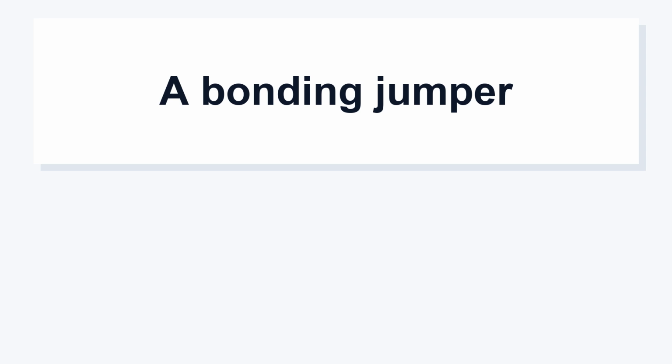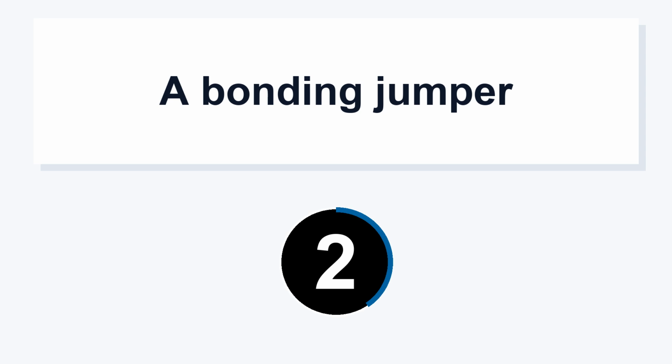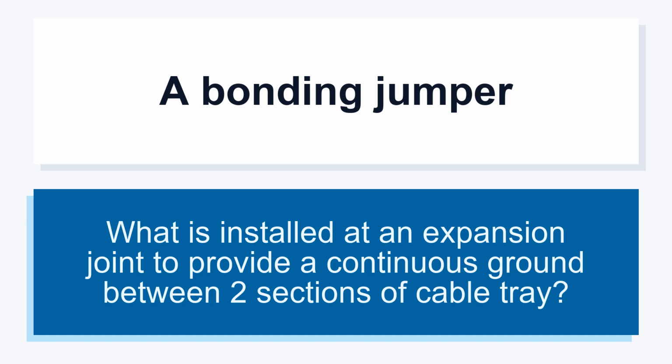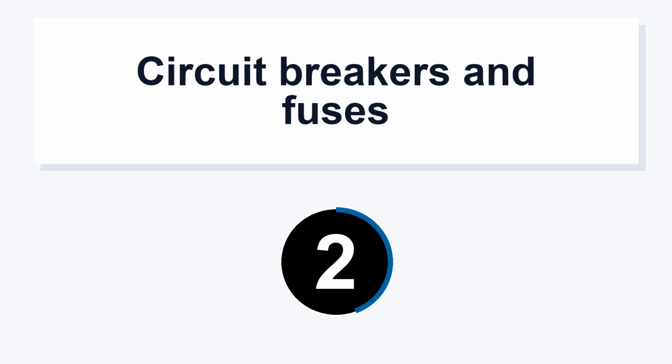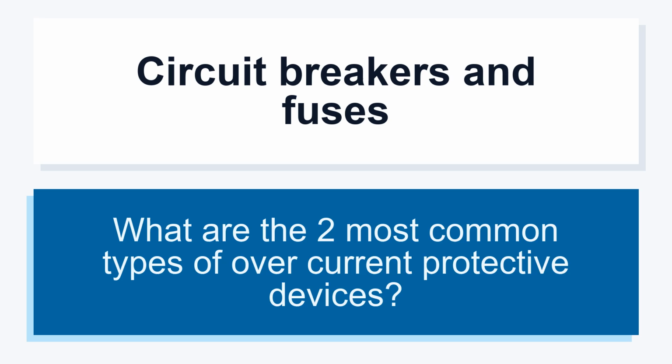A bonding jumper. What is installed at an expansion joint to provide a continuous ground between two sections of cable tray? Circuit breakers and fuses. What are the two most common types of overcurrent protective devices?